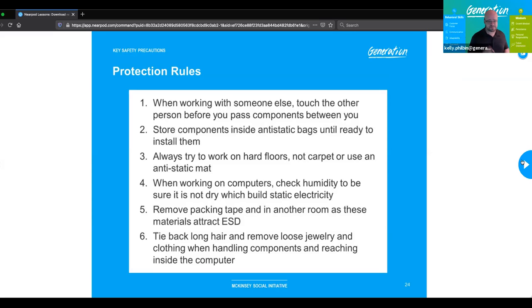Number 4. Will, can you please read number 4?